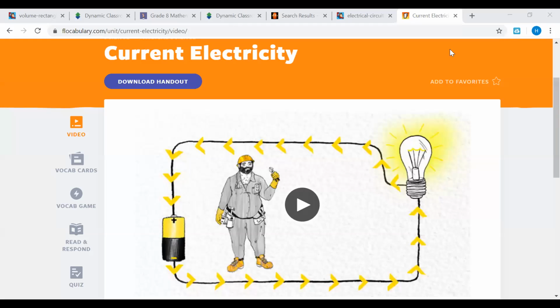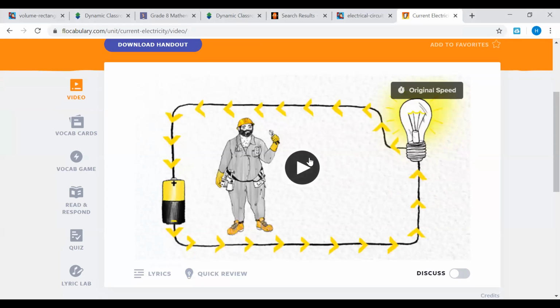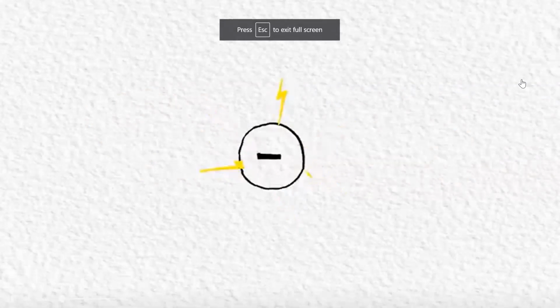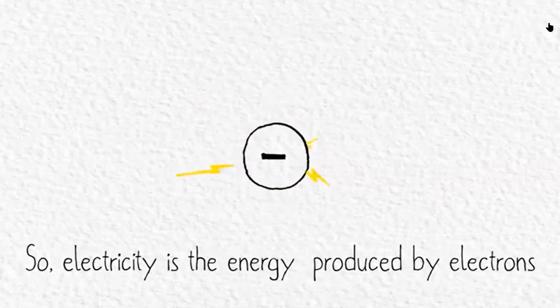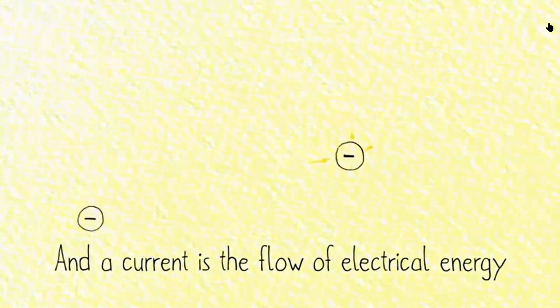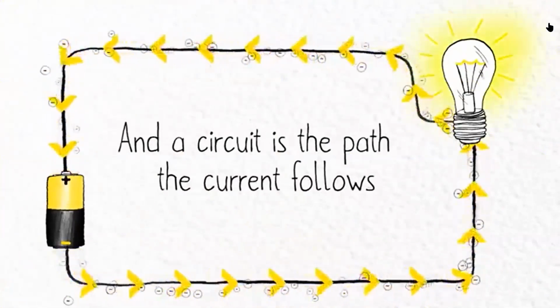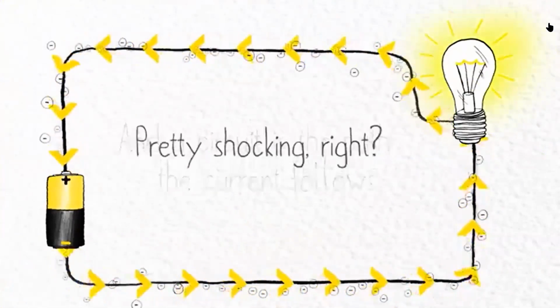I'm going to show you a vocabulary video clip on current electricity. So electricity is the energy produced by electrons. And a current is the flow of electrical energy. And a circuit is the path the current follows. Pretty shocking, right?